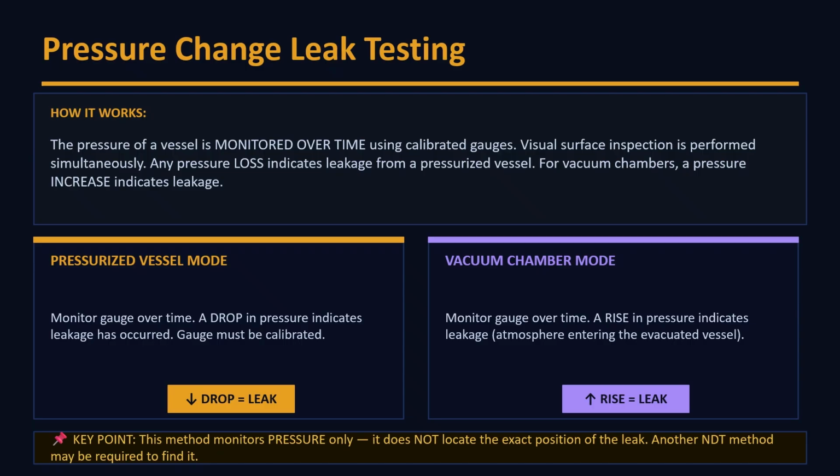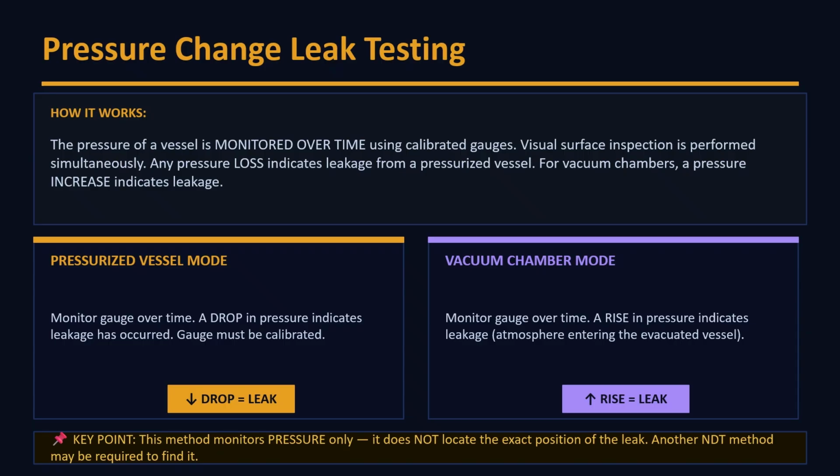Common interview question. Can pressure change testing locate the exact leak position? The answer is no. It only confirms leakage. Another technique is required for leak location. Exam trap. Many students incorrectly assume pressure change testing is both a detection and location method. It is not. Detection only. Remember that distinction.